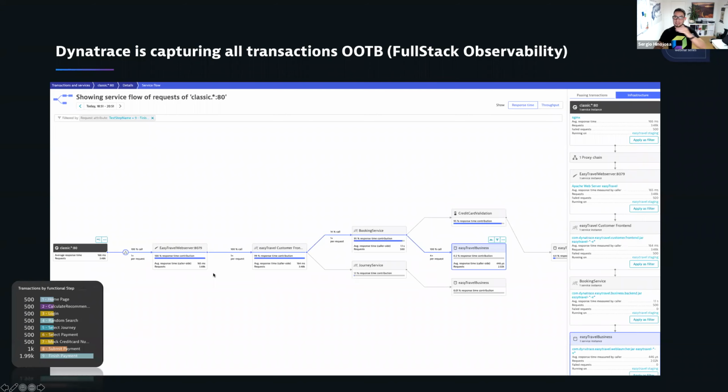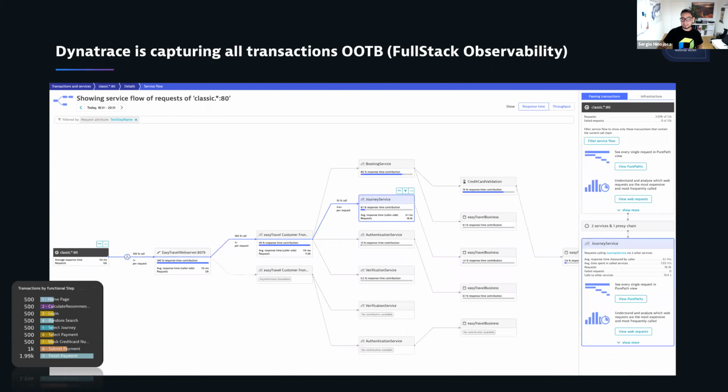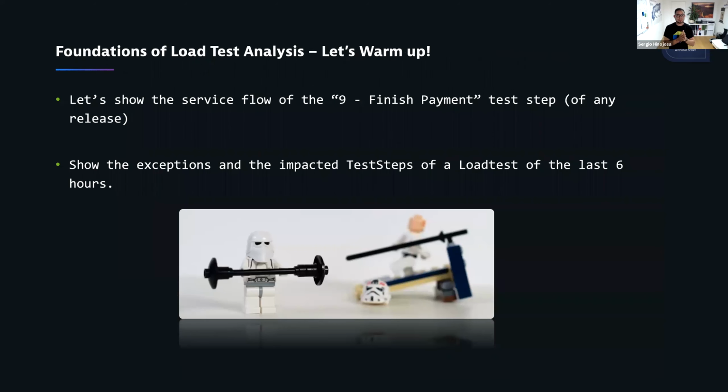So all the traces in Dynatrace go vertically, and we also get information on the horizontal stack, right? To see in which pod, process, or host the transaction ran at that time, right? So really, really, really important, and this is like gold for developers, right? So let's warm up. Let's start with the analysis.